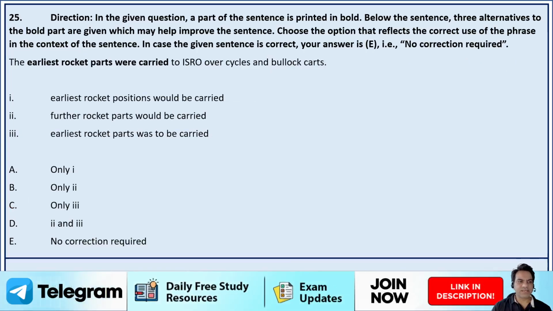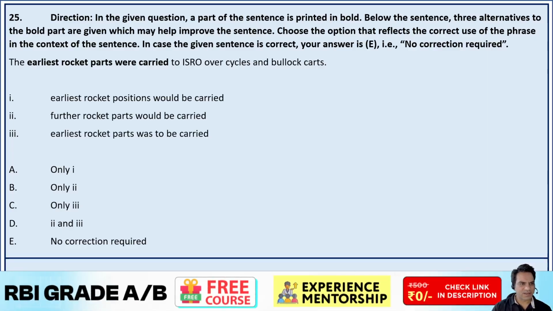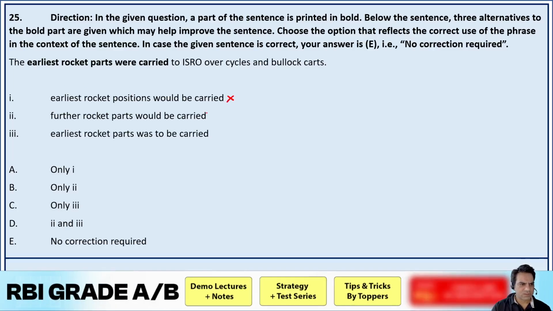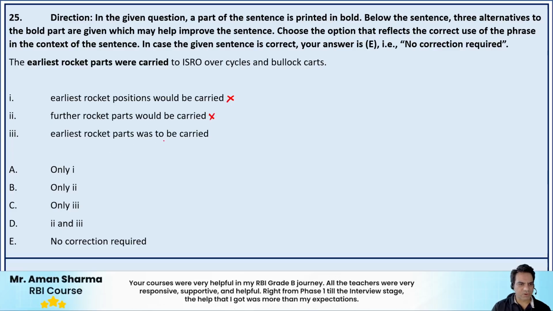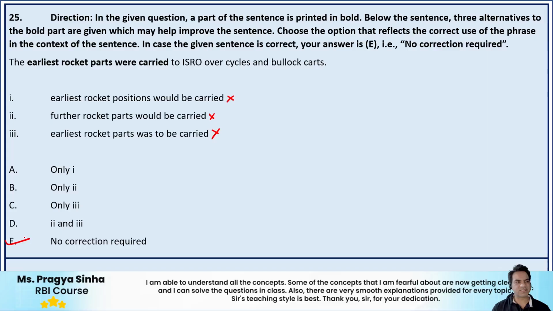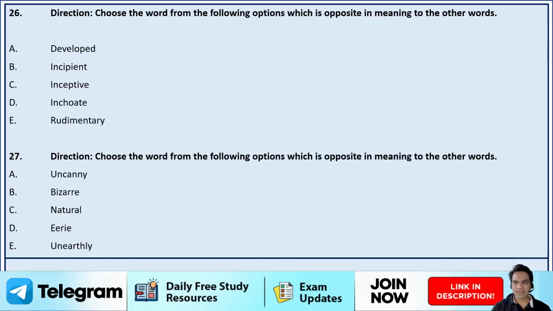Next question, guys. The earliest rocket parts were carried to ISRO over cycles and bullock carts. That's true. We have seen those pictures. The earliest rocket positions would be positions? No. The further rocket parts would be carried to ISRO. No. The earliest rocket parts was to be carried. No, rocket parts were is correct. So no correction required here, guys. The sentence is correct as it is. The earliest rocket parts were carried to ISRO over cycles and bullock carts. That's true. Next, guys, what do you have to find?